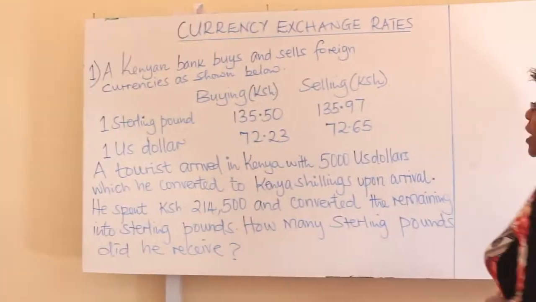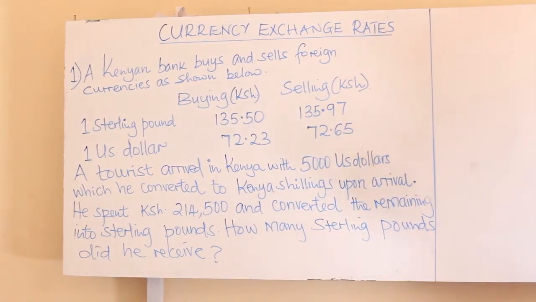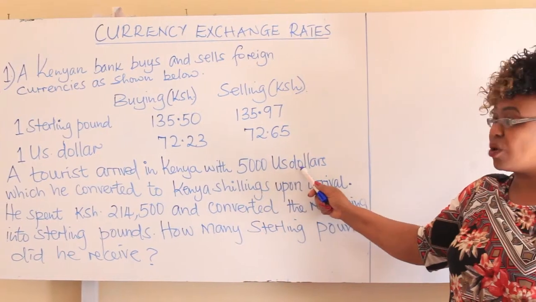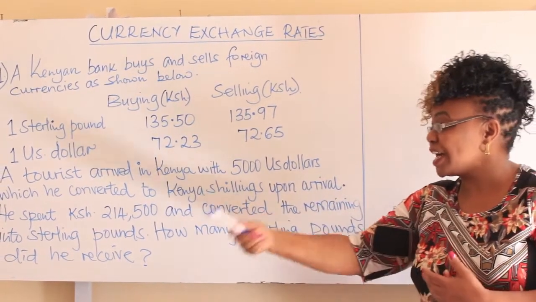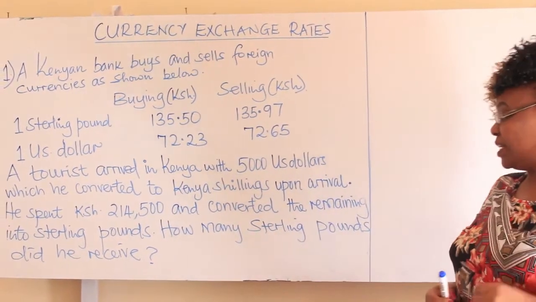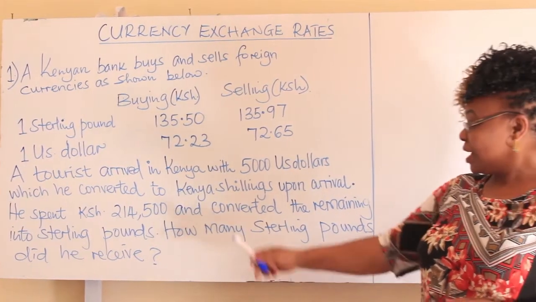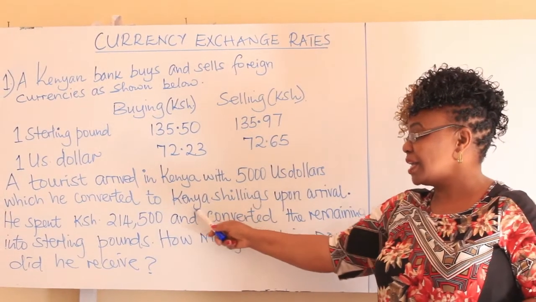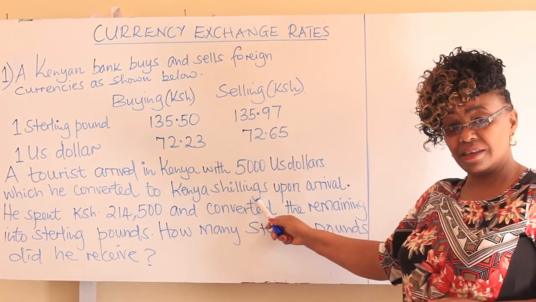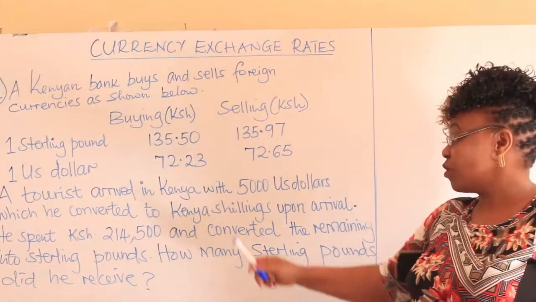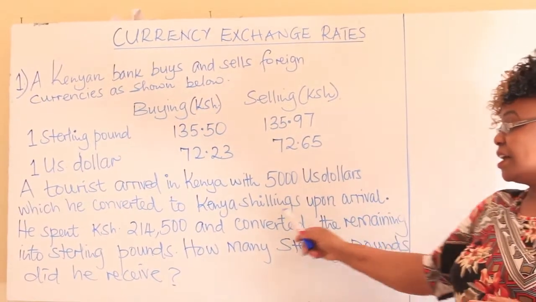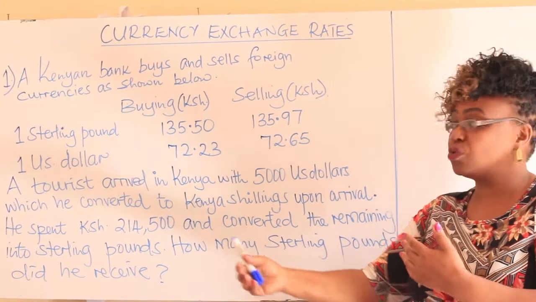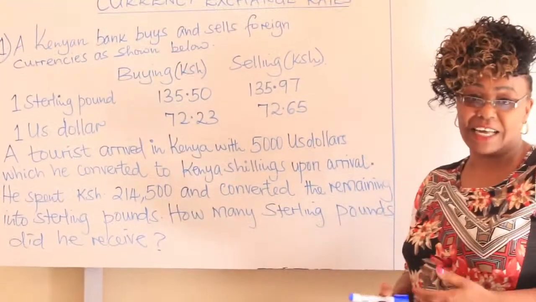Learner, we go to the first sentence. A tourist arrived in Kenya with $5,000, which he converted to Kenya shillings upon arrival. He went to the bank to convert this foreign currency into Kenya shillings. What will the bank do? Will it buy or sell?